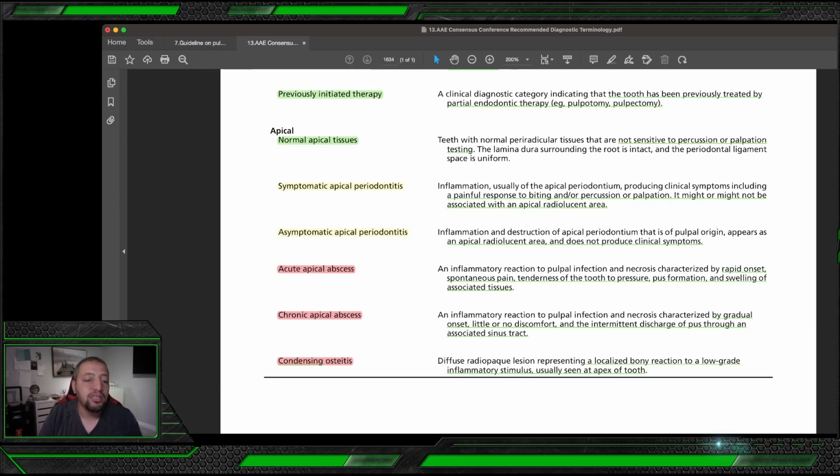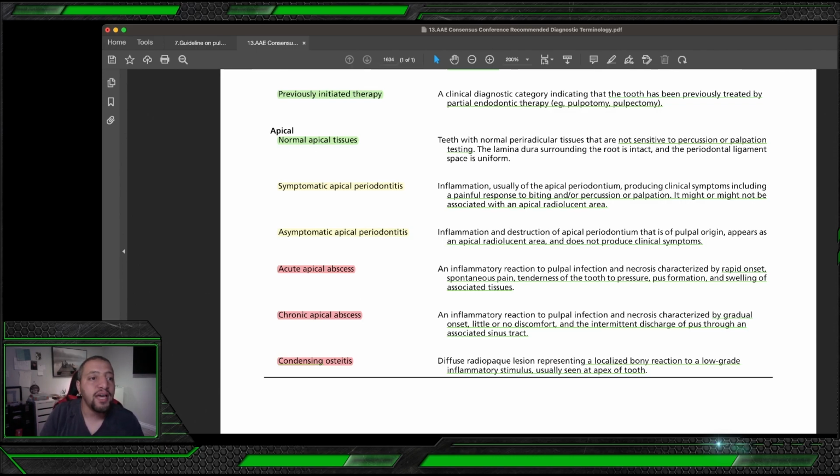The last thing is condensing osteitis. This is different, depending on the patient's defense mechanism, but usually this happens with teenagers in lower posterior teeth. You will see a localized bony reaction to a low-grade inflammatory stimulus, usually seen at the apex of the tooth. So this is not very common, but it might happen.